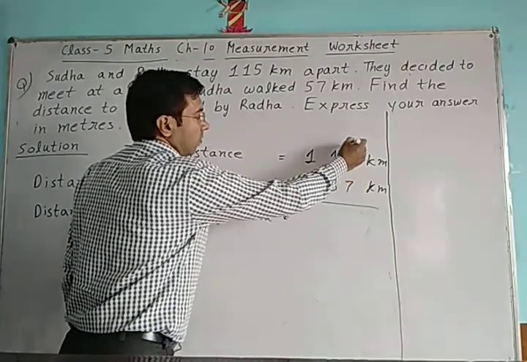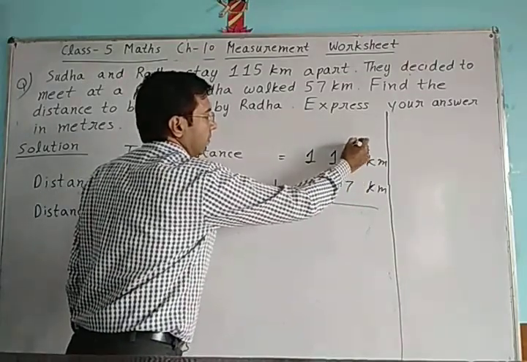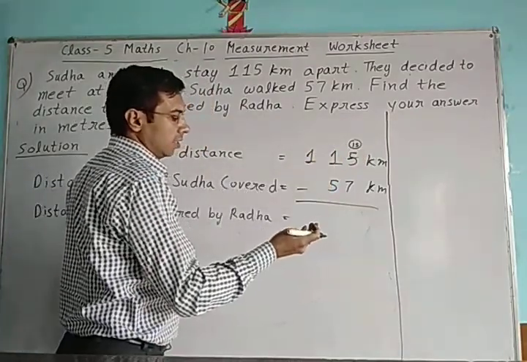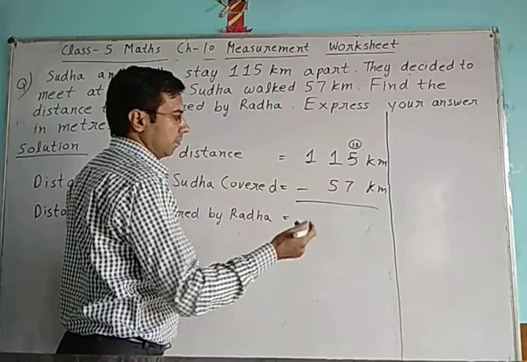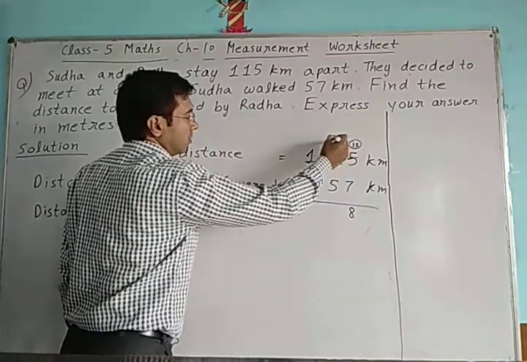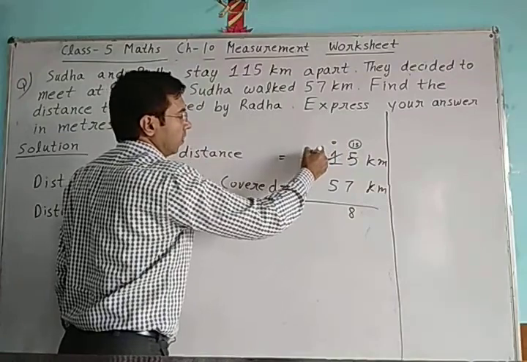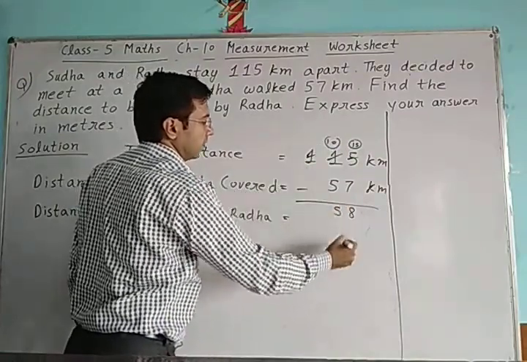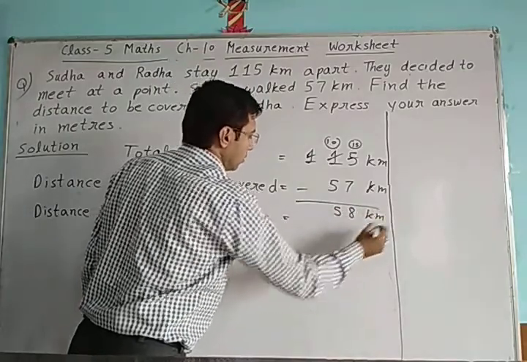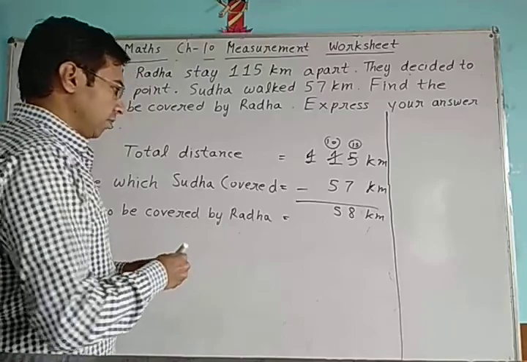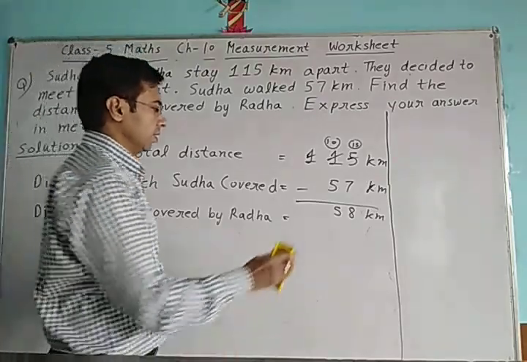So 5, we will borrow 1 from here. So 8, 9, 10, 11, 12, 13, 14, 15. 8. Now this one has become 0. We will borrow 1 from here. Clear? 10 minus 5, 58 kilometer. So distance to be covered by Radha is 58 kilometer.